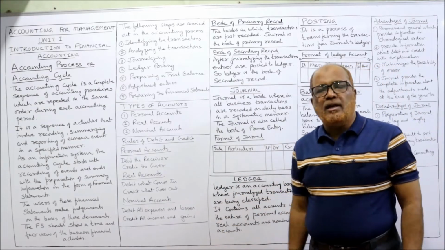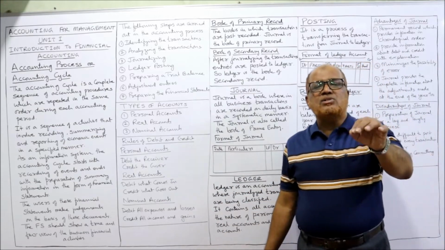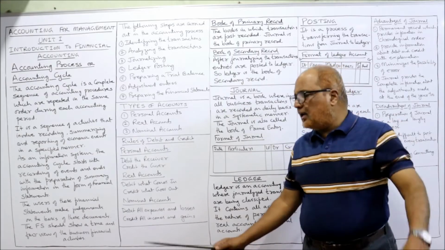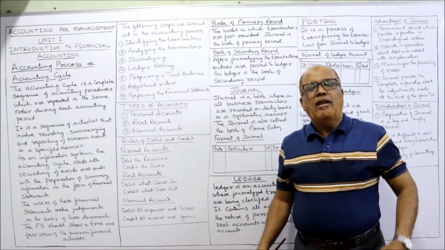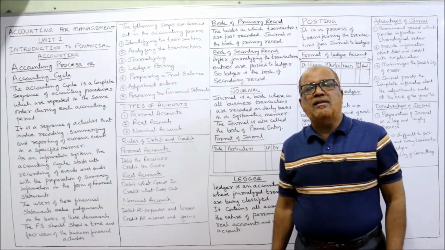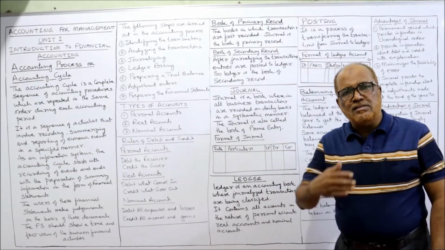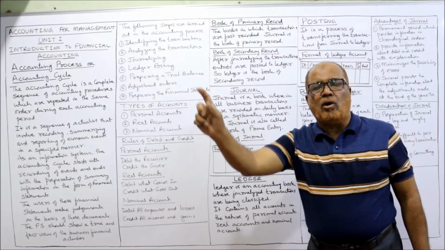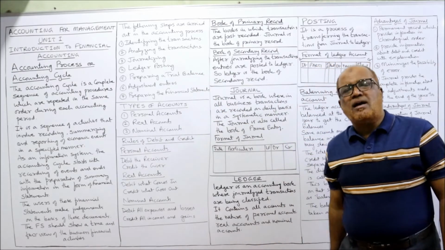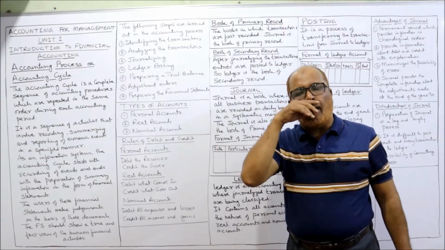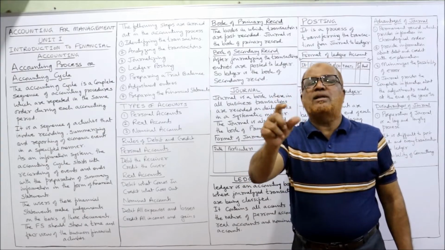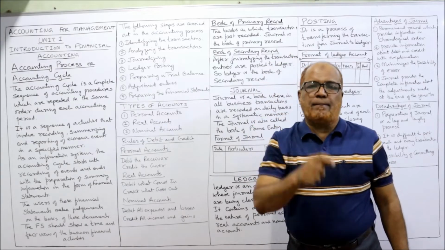The next one is nominal account. Debit all expenses and losses, credit all incomes and gains. A number of expenses are there, losses are there. Example, salary paid, rent paid, telephone bill paid. These are the expenses, debit all expenses. Similarly, losses are there, bad debts loss, discount allowed. So bad debts and discount allowed are losses, and they will be debited.